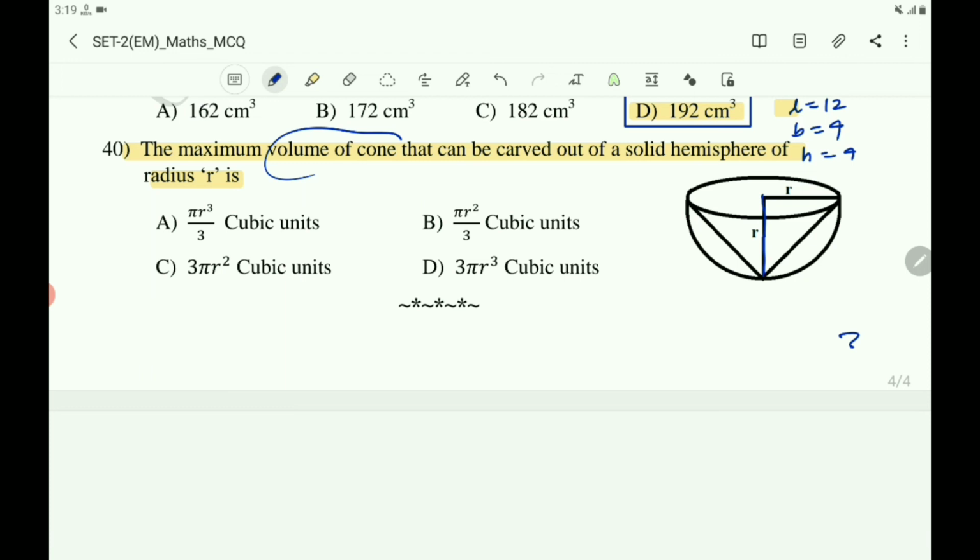Then you know the formula. Volume is 1 by 3 pi r square h, that is 1 by 3 pi r square times r. So you will get pi r cube by 3. Option A is the answer. Note it down.